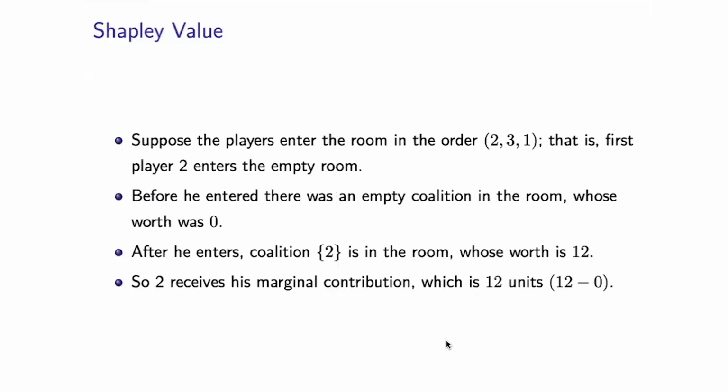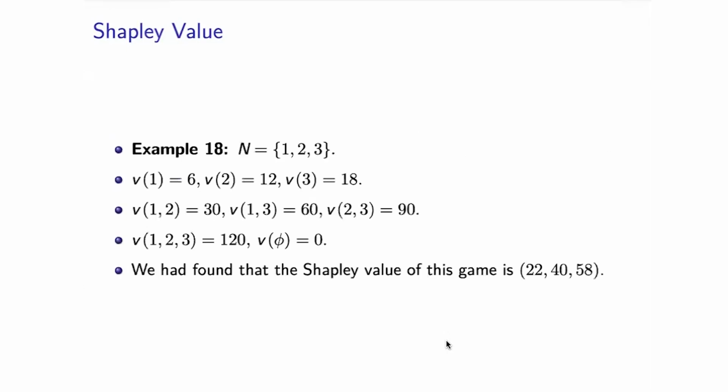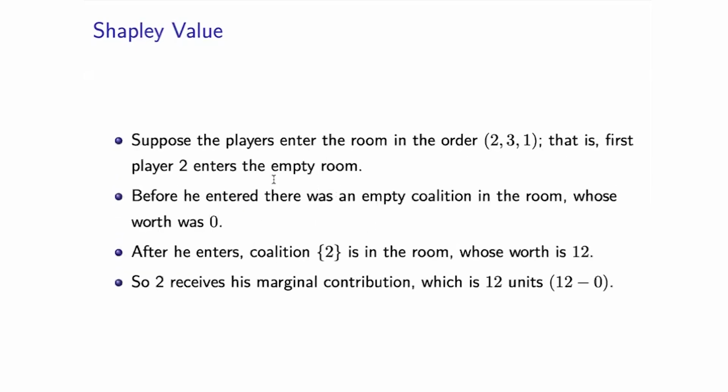Suppose that players enter the room in the order 2, 3, 1. What that means is that initially there's an empty room. First person 2 enters, then person 3, and then person 1. Since the room was empty at first, the value of the empty coalition was 0. Then person 2 enters, so the coalition in the room is V2, and the value becomes 12. So person 2 receives his marginal contribution, which is 12 units: 12 minus 0.